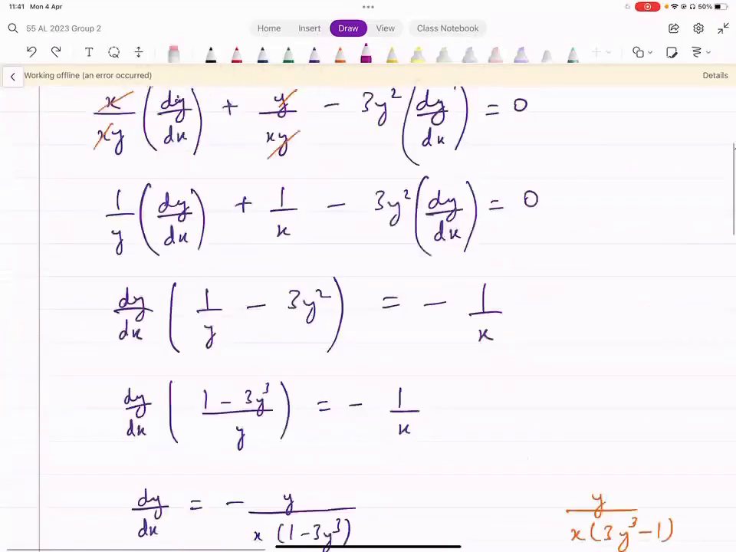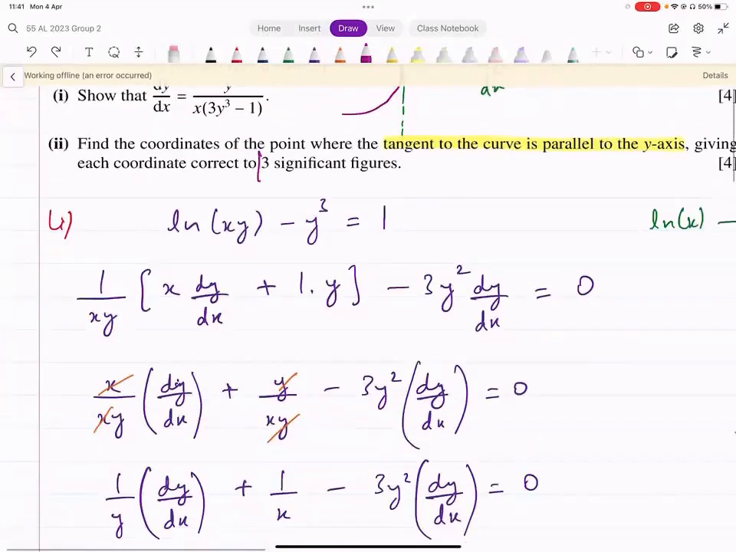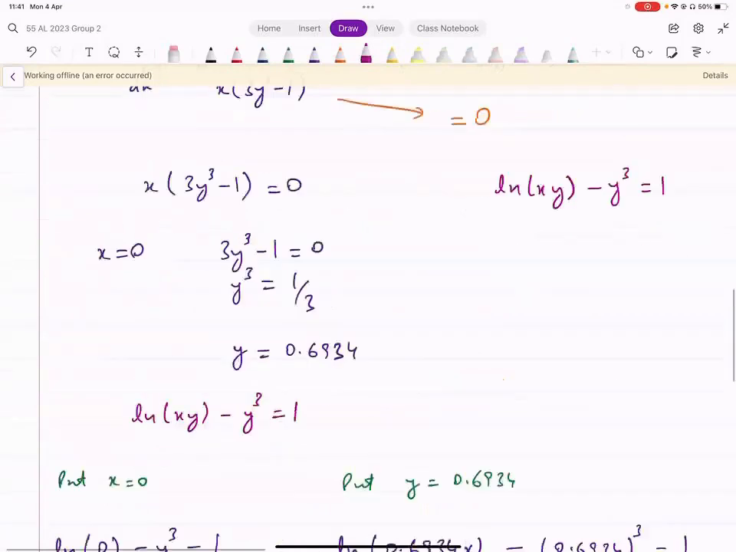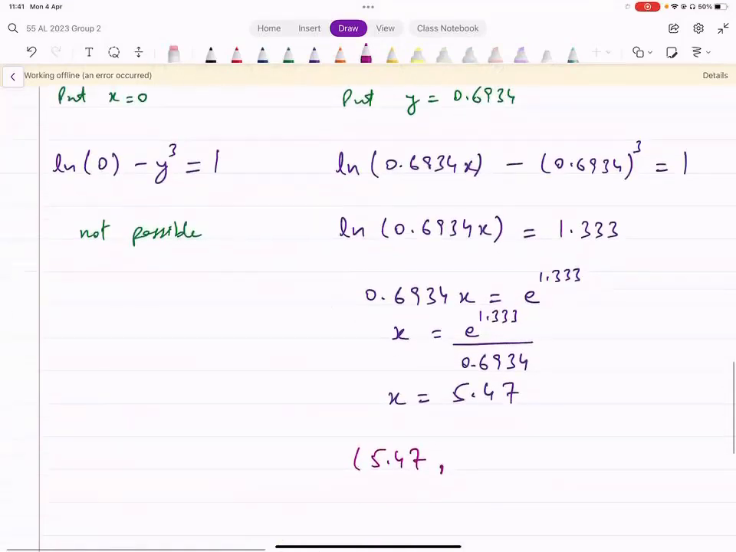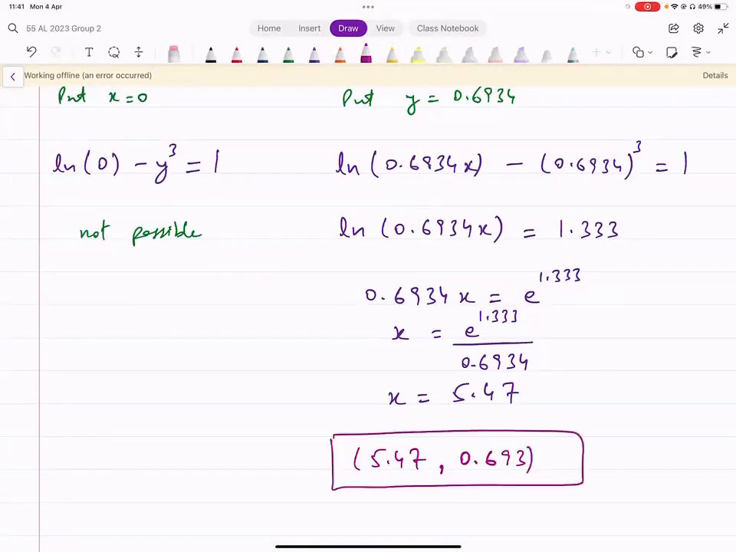उसने question के अंदर ये instruction दी हुई है. You have to give your answer to 3 significant figures. जब भी question statement के अंदर कोई instruction होती है ऐसी, you have to follow that. Otherwise you lose 1 mark. 3 significant figures तक answers देने हैं आपने. So x is 5.47 and the y coordinate therefore is 0.693. This is the point that we were looking for.